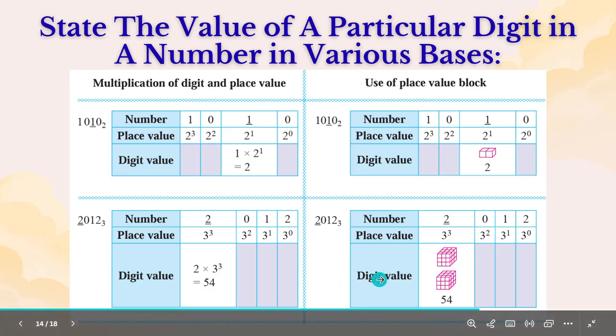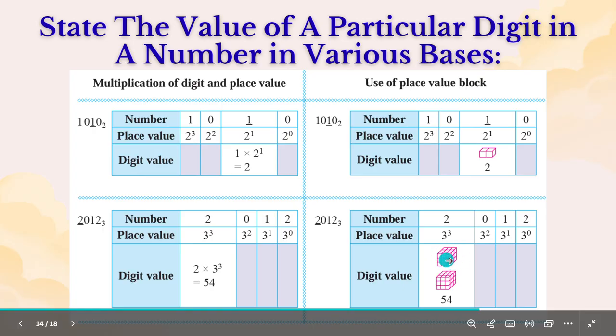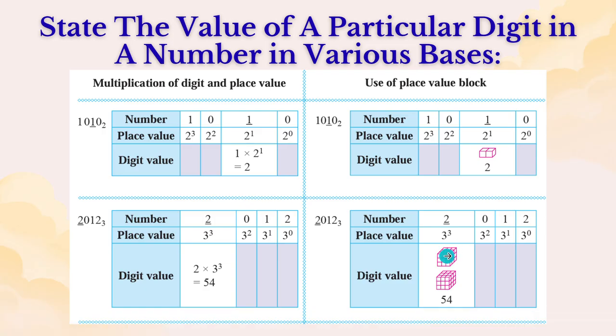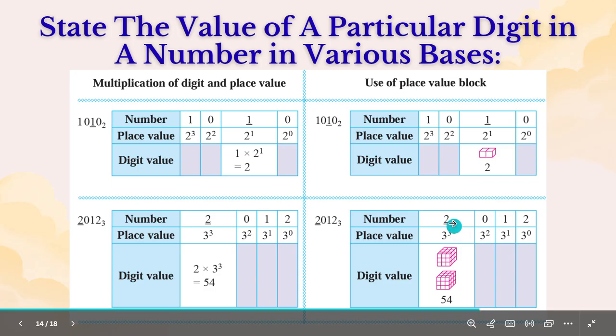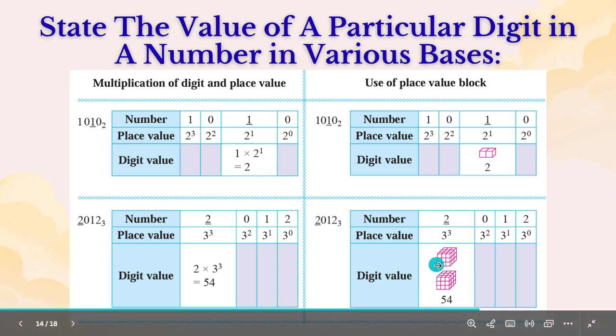But how about the digit value? So we draw the block for 3 to the power 3. So this one is the 3 to the power 3 block. Actually, there are 27 in it, you can count this. And then it says that it has two units of 3 to the power 3 blocks. So you just draw 2 of them.